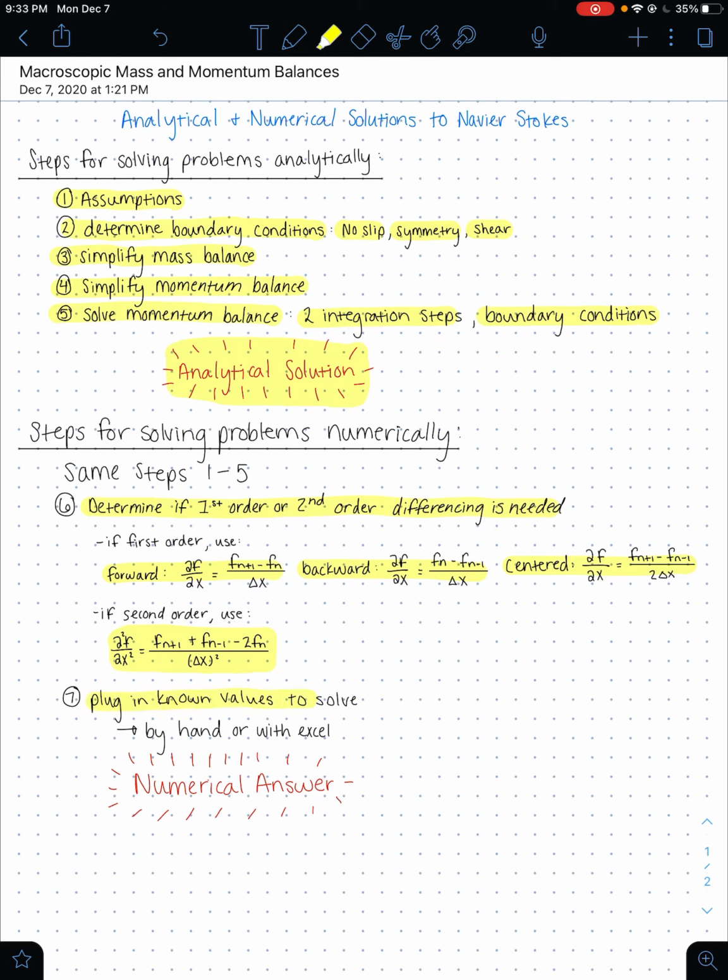Next, you just need to plug in known values to solve, and this can either be done by hand or with Excel for more exact measurements. And after doing that, that will get you to a numerical answer for a Navier-Stokes problem.